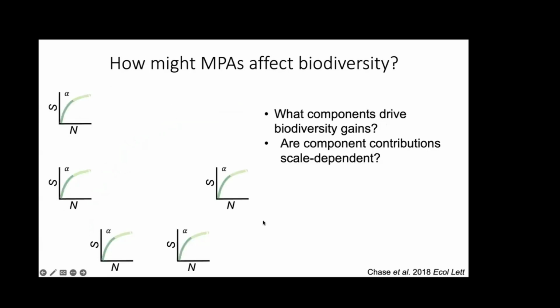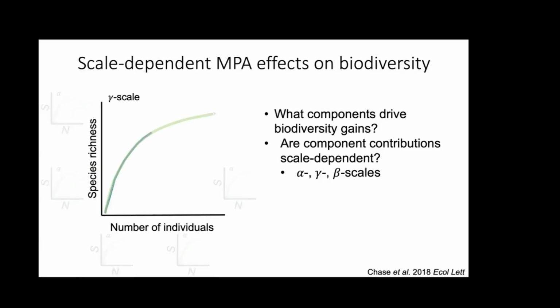And the other thing that I can do when I have the raw data is if I have multiple sites, so now here's my rarefaction curve in different sites, I can ask whether or not we have site-to-site variation. Do the rarefaction curves look the same when we do this comparison between the protected area in the green and the fished area in the blue? And if we start to see some site-to-site variation, we might get scale-dependent contributions.